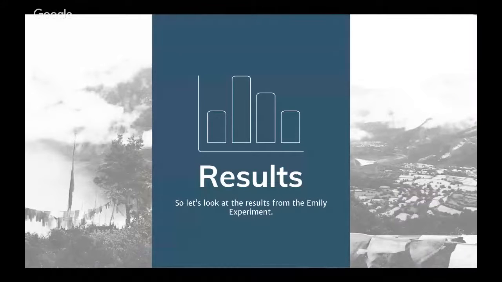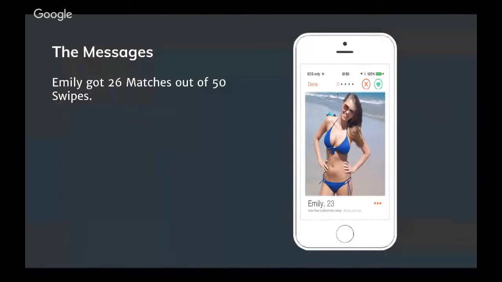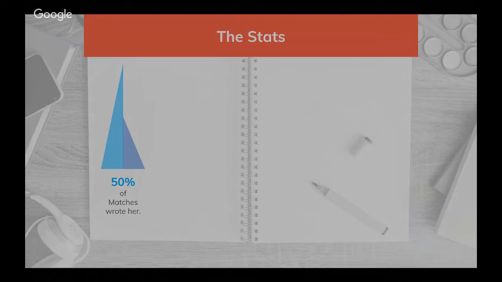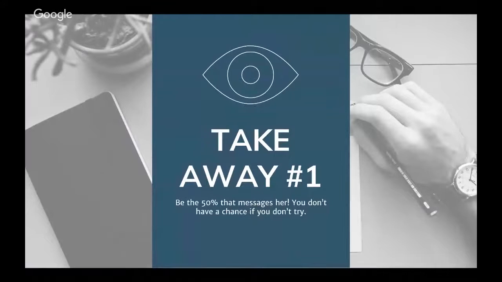Now, as far as the results, Emily got 26 matches out of her 50 swipes. 50% of those guys messaged her, so we can graph that. 50% of guys who matched actually wrote her, so there's a takeaway there. Takeaway number one is be in that 50% that messages her. You do not have a chance if you don't even try, right? Now let's look at the kind of messages that she actually got.